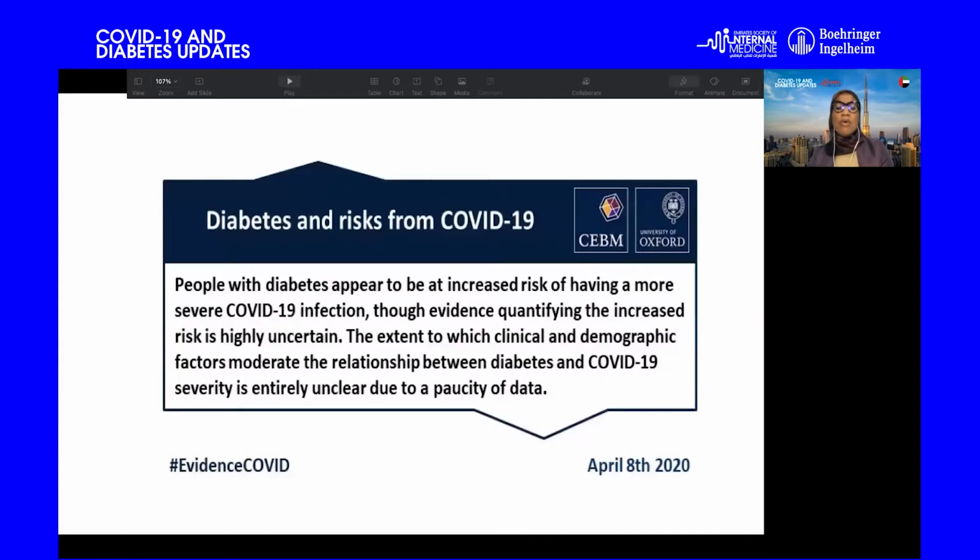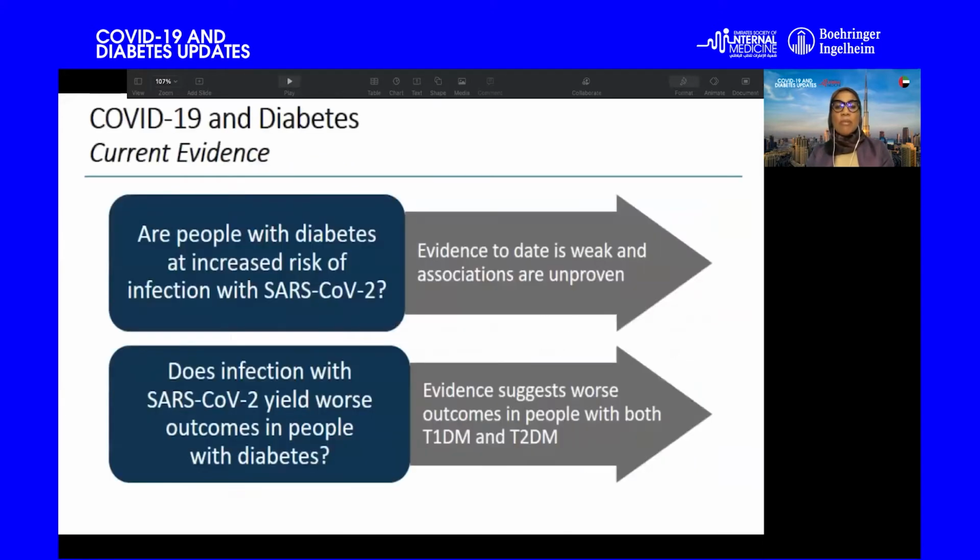So the first Twitter feed that caught my attention was from the Oxford University way back last year in April. What they did was they put out this Twitter feed and they said people with diabetes appear to be at an increased risk of having a more severe COVID-19 infection. But at the time, the evidence quantifying this increased risk was highly uncertain. And the extent to which the clinical and demographic factors that moderate this relationship between diabetes and COVID-19 was quite unclear because we didn't have the data. We were just starting into the pandemic, but now we have much more information on that.